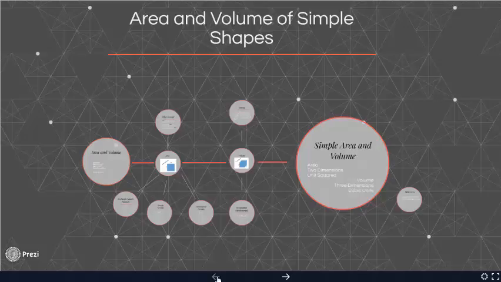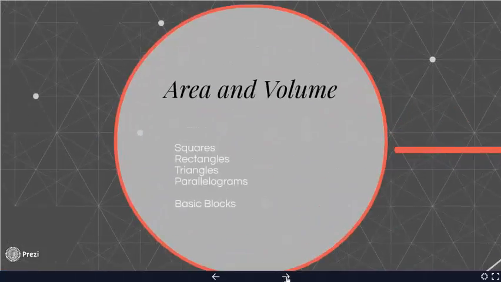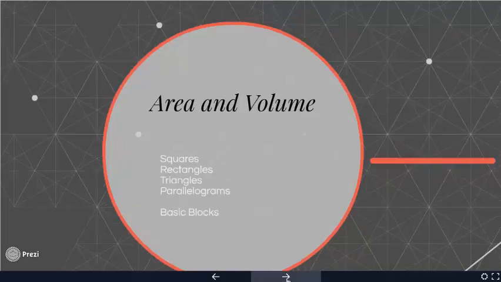Hello class, today we're going to learn about how to calculate the area of certain shapes and how to calculate the volume of some other shapes. We're going to learn how to calculate the area of squares, rectangles, triangles, and parallelograms, and when we're finished with that we're going to learn how to calculate the volume of basic blocks.